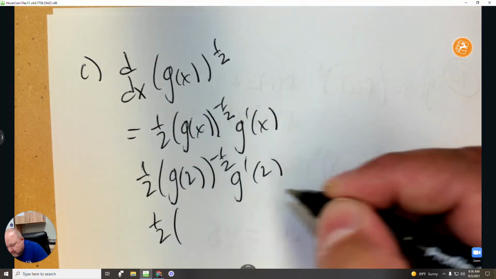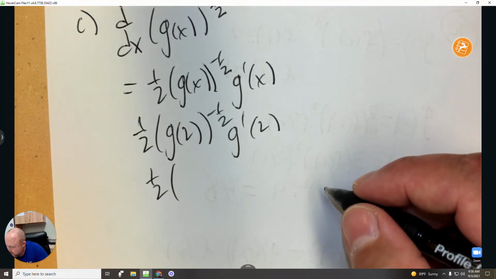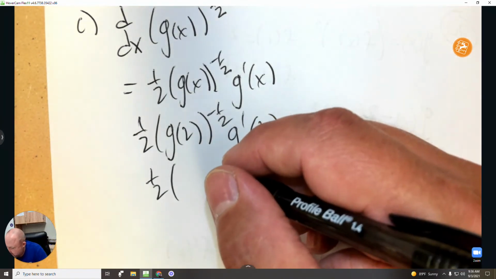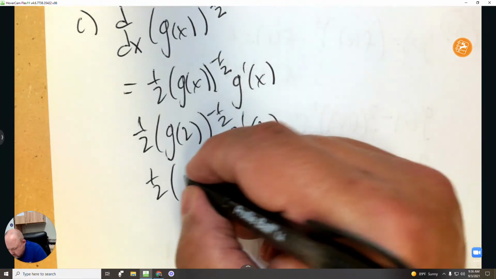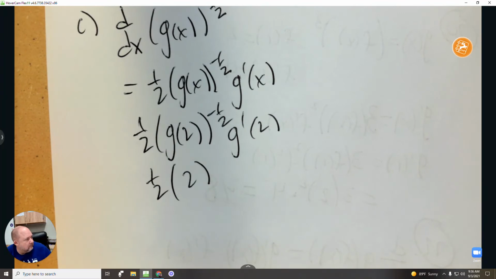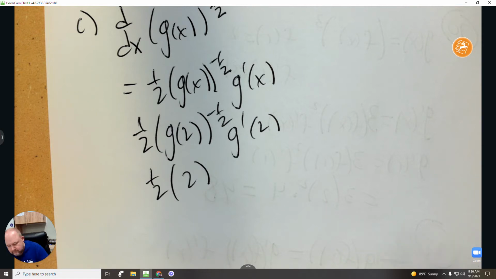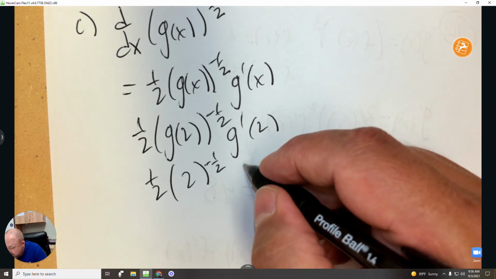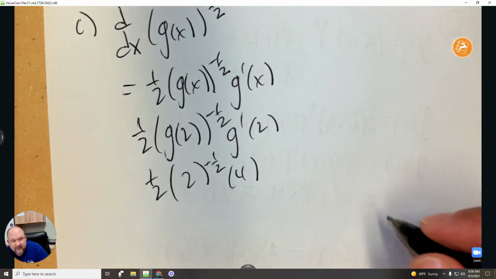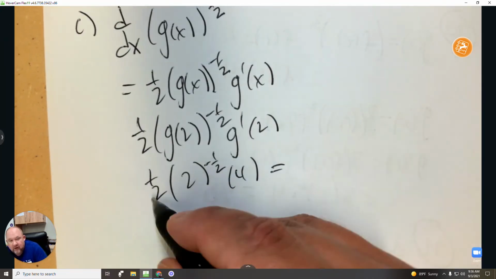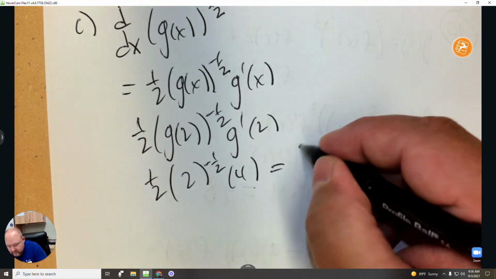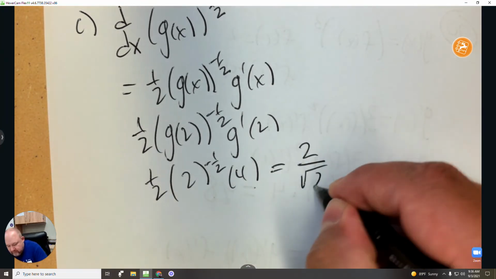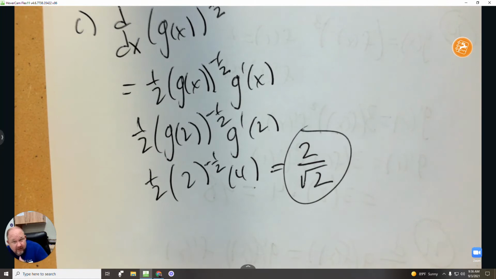So g at 2 is 2. G prime at 2 is 4. That's fine. If you wanted to, you can go 1/2 times 4, and then this means the square root of 2 in the denominator. Alright, D.